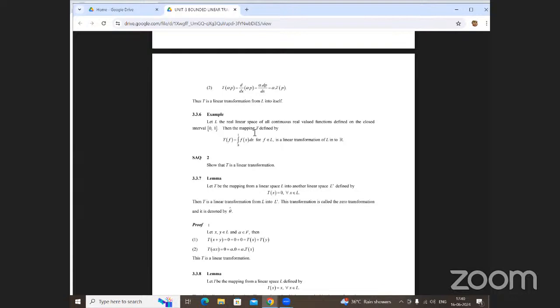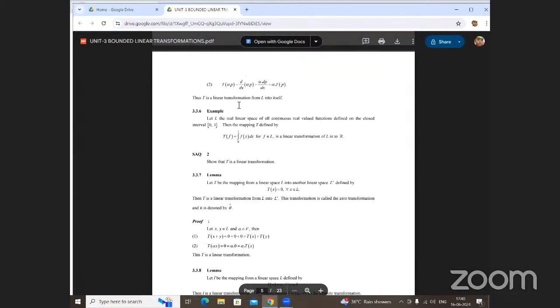Okay. Now, what is the defined part? T of f equals the integral, where L is the real linear space of all continuous real valued functions defined on the closed interval 0, 1. So the integral from 0 to 1 of f of x dx is, through the definition, capital T. So involving functions, this is also involving the linear functional part. T of f equals the integral from 0 to 1 of f of x dx. Here T is the linear functional. Okay, a linear functional means a linear transformation of L into R.